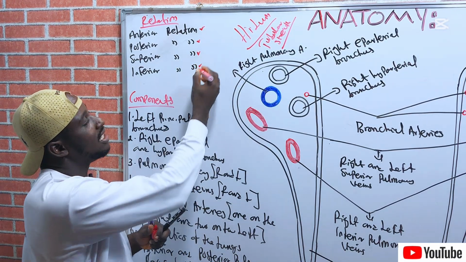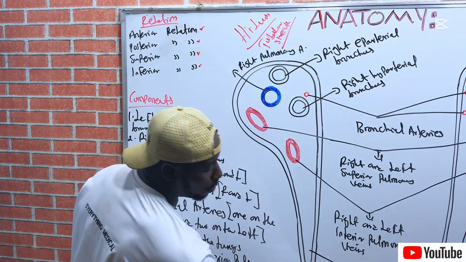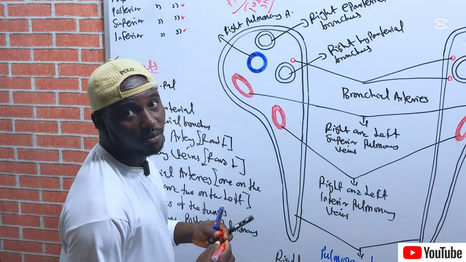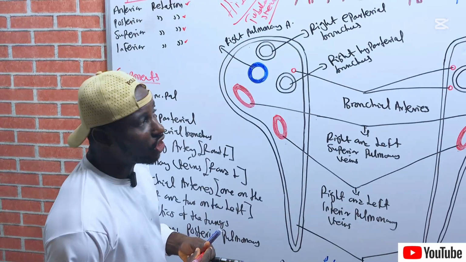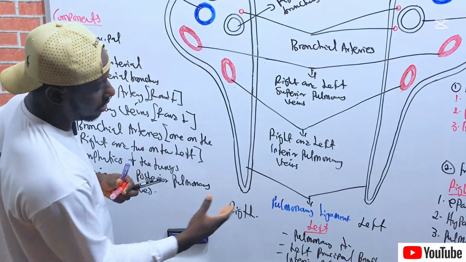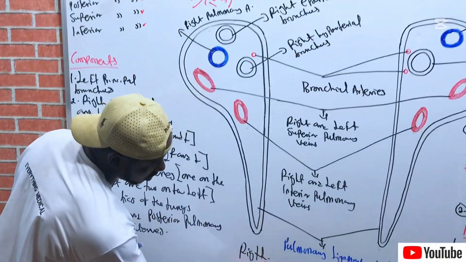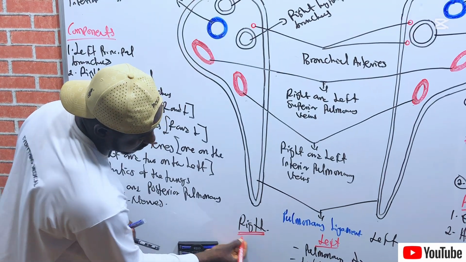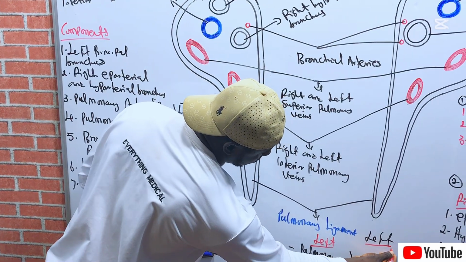Now, the inferior aspect, it is related by the pulmonary ligament. The inferior relation of the root of the lungs is formed by the what? Pulmonary ligament. So that is how it is fashioned.